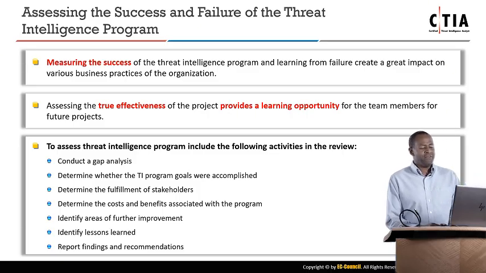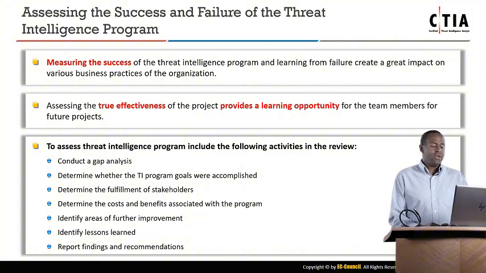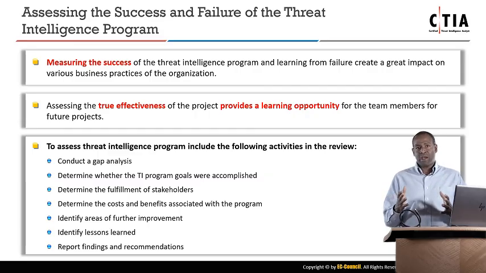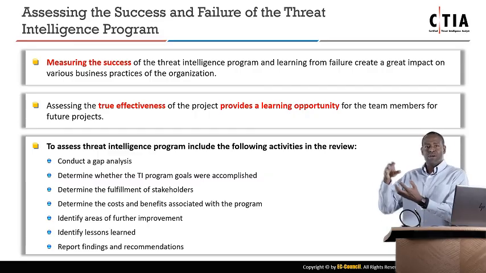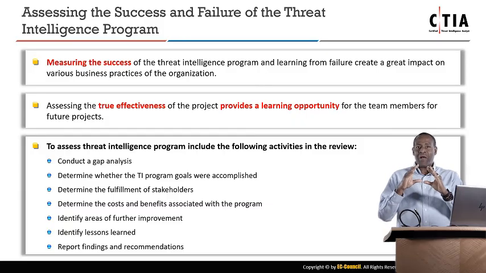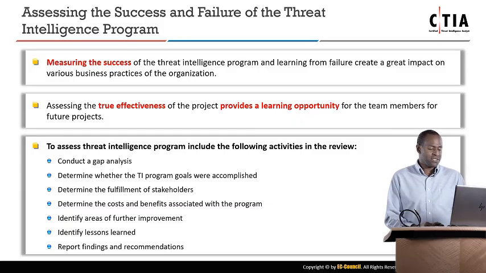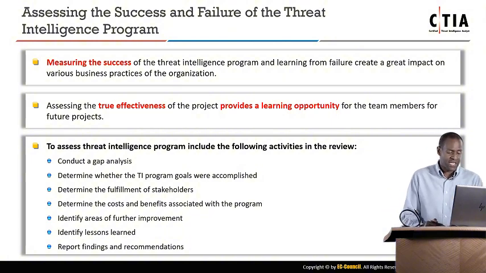Determine the costs and benefits associated with the program. For this, we'll need to do a cost-benefit analysis and find out the total cost of the program: here was our budget, here was the total cost. There might be a delta in between the budget and the total cost. And then we want to find out what were the benefits that we obtained from the program and see if they were worth the cost. Was it worth it? We'll find that out with a CBA, cost-benefit analysis.